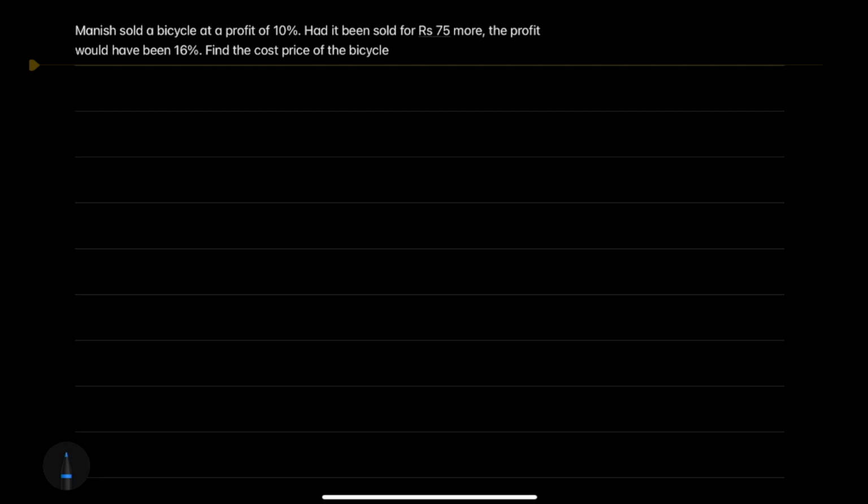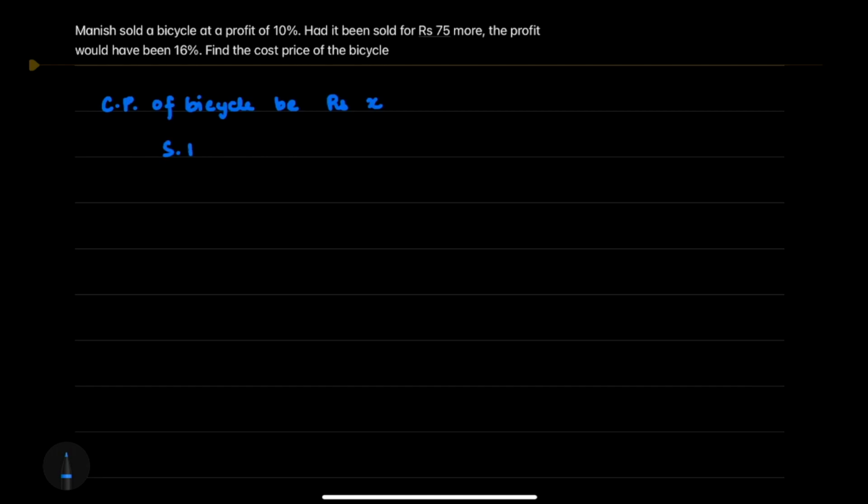So in this question, it tells us that Manish has sold a bike for 10% profit. And if it had been sold for 75 rupees more, the profit would have been 16%. And we have to find the cost price of this bicycle. So how much was that originally? Okay, so let's assume the cost price to be X.